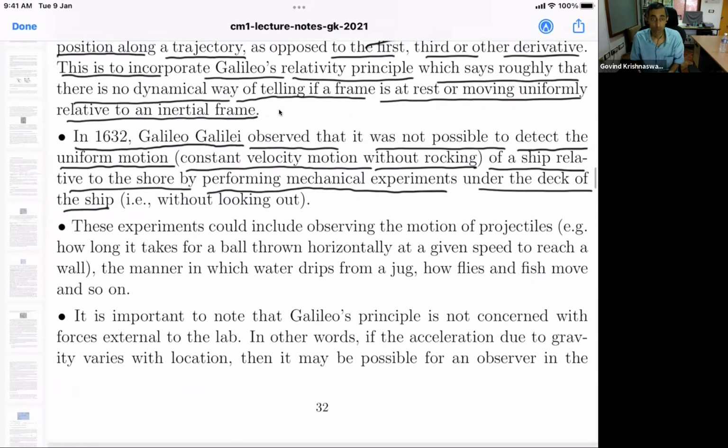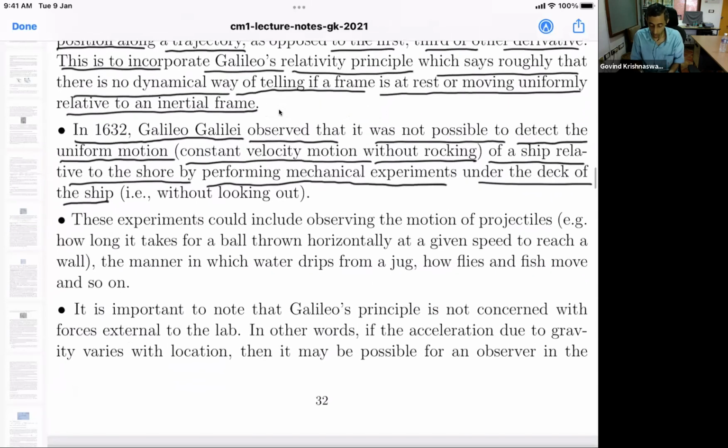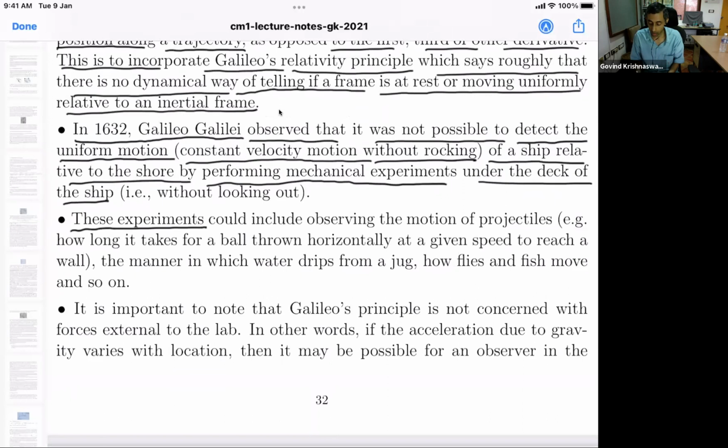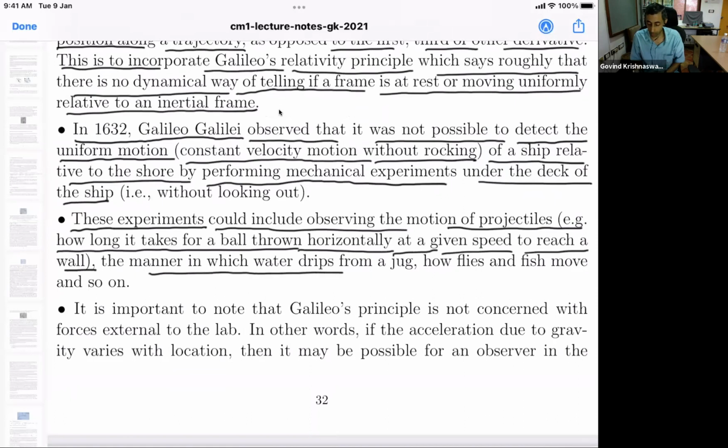So just to summarize, these experiments that you could conduct could include observing the motion of projectiles. I mentioned things like how long it takes for a ball that is thrown horizontally, say, at a given speed to reach a wall within that room. The manner in which water drips from a jug, how flies fly, how fish move, and so on. Okay, so these were the types of experiments he envisaged.